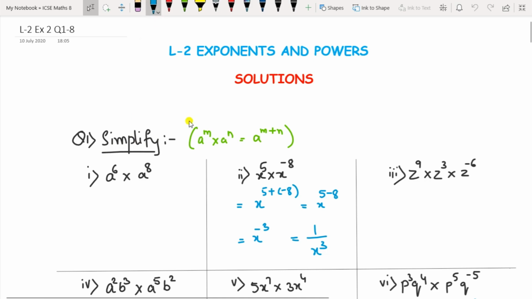Okay. Now let us start with question 1, that is simplify. Here the law or the rule we are going to use is a raised to m into a raised to n equal to a raised to m plus n. So you have to see that the base is the same and there is multiplication, so the powers will get added. This is the general formula that we should apply in this case. Here the base is a, multiplication is there, so add the powers 6 plus 8, that gives a raised to 14.